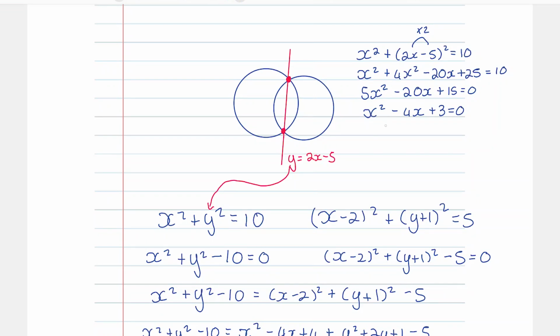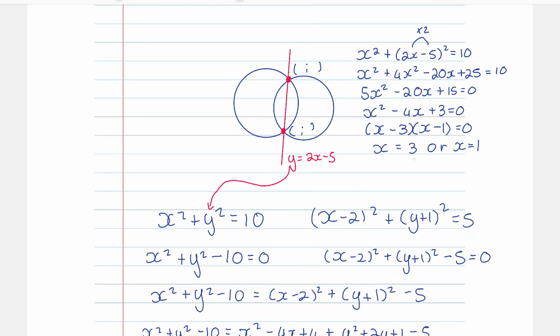And that factorizes to (x minus 3)(x minus 1) equals 0. So x is equal to 3, or x equals 1. And these are our x values of the points of intersection. So we've got 3 and 1.